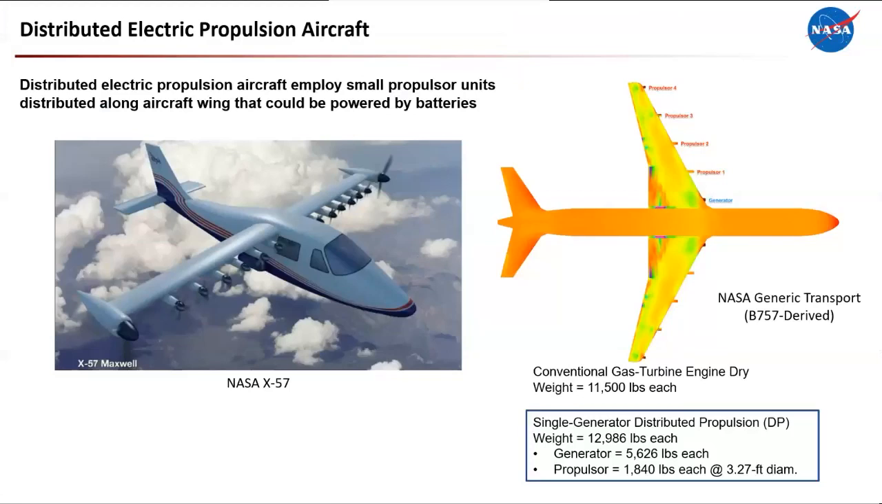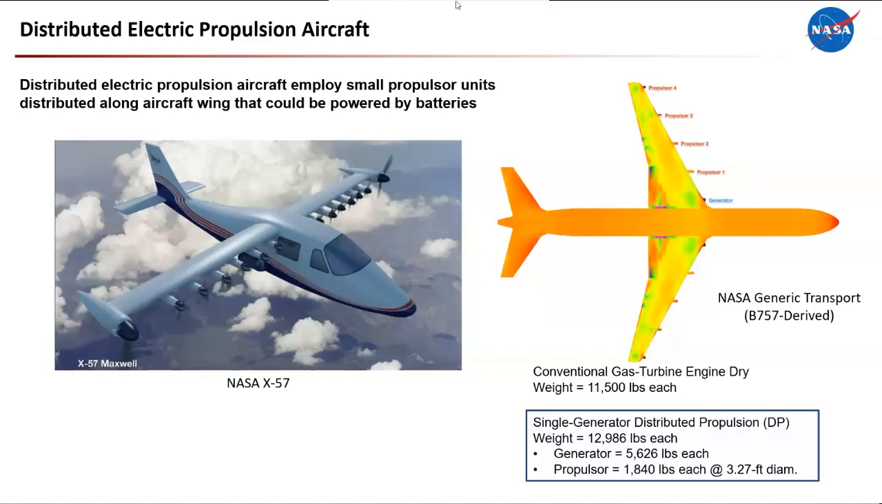All right, so let's talk about distributed electric propulsion aircraft. We know that electric aircraft is something that is on the horizon of many aircraft companies nowadays because of the emphasis on green aviation. So the aircraft industry is looking at electrifying the aircraft fleet, how to make the airplane fly without burning fossil fuel or burning less fossil fuel. One way to do it is to use batteries.